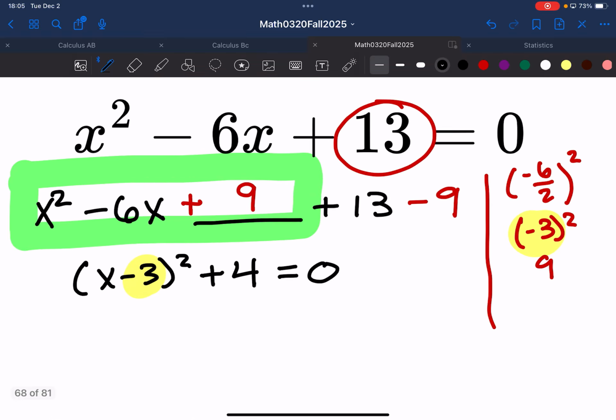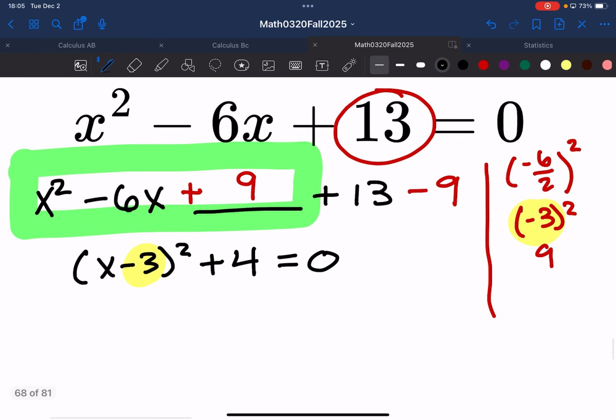So the process we did here for this problem is just the completing the square process. Once we get to this, then we are going to do what we were doing in the very beginning and isolate x, get x by itself, and get an answer. So what would be my first step from here to get x by itself? Subtract the 4. So I have x minus 3 squared equals -4. Now what? Take the square root of both sides.